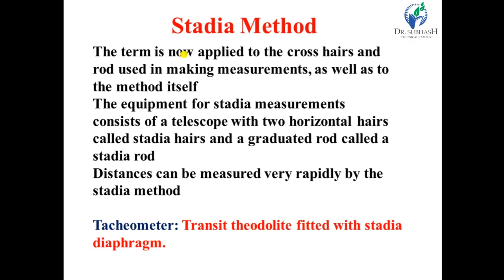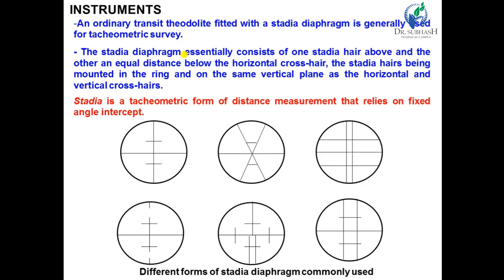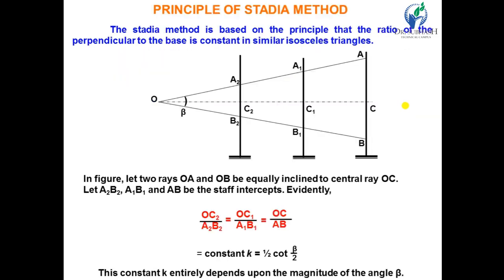Now, what is the tachyometer? Tachyometer is generally a transit theodolite fitted with a stadia diaphragm. Generally, all theodolites have a stadia diaphragm. Now, there is a picture of the different types of stadia diaphragm commonly used. The first type of stadia diaphragm is generally used in our theodolite. Sometimes that type of diaphragm is also used. Stadia is a tachyometric form of distance measurement that relies on a fixed angle intercept.